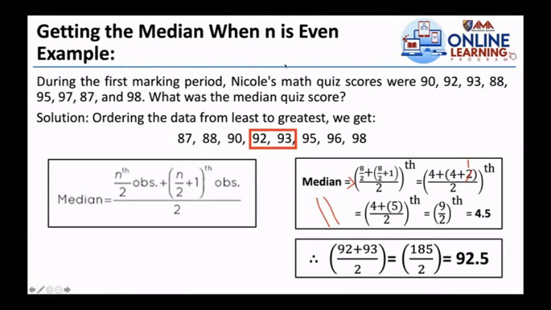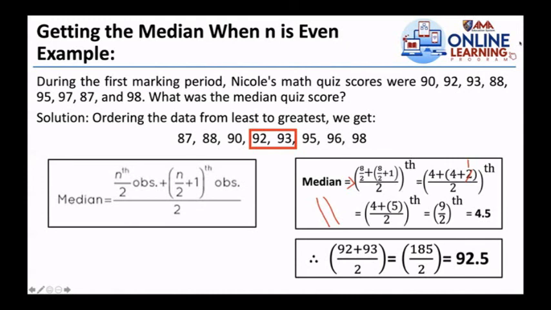Now, what if n is even? Let's have a problem when n is even. During the first marking period, Nicole's math quiz scores were 90, 92, 93, 88, 95, 97, 87, and 98. What was the median quiz score? Now, we order first, right? We arrange the data from least to greatest before we can identify the median quiz score.